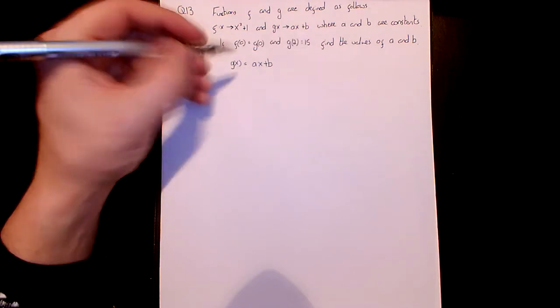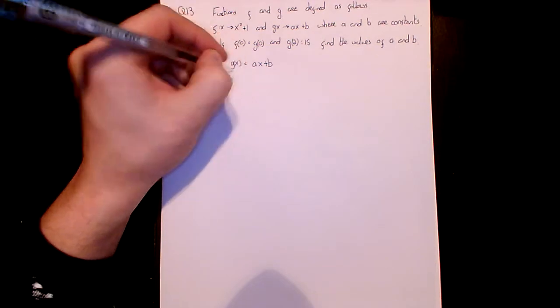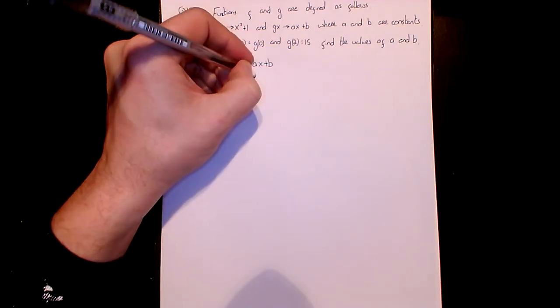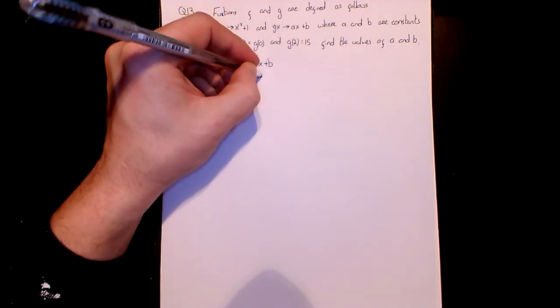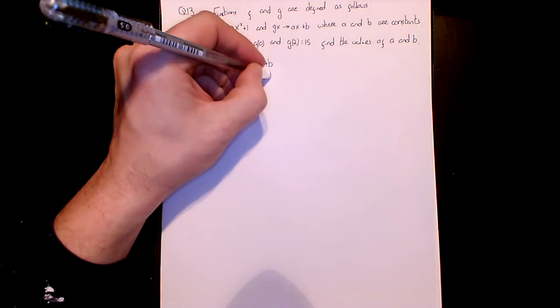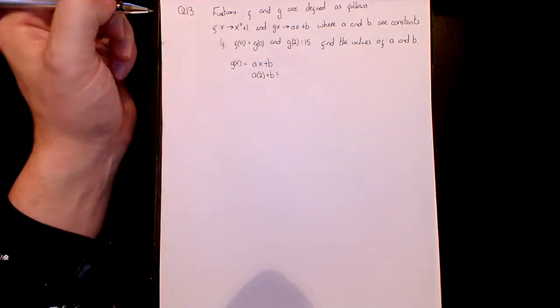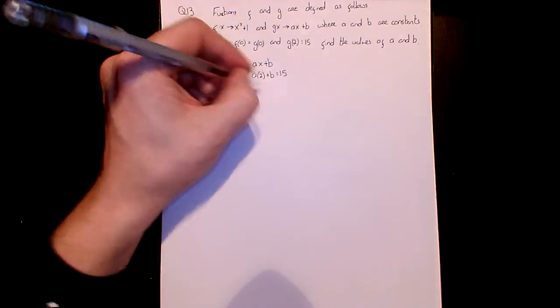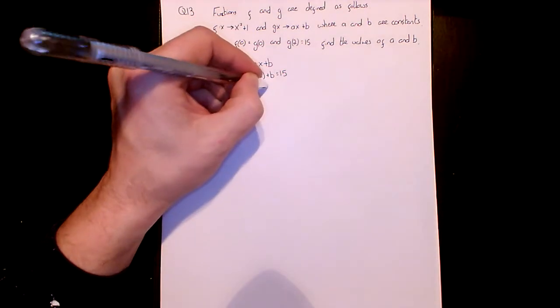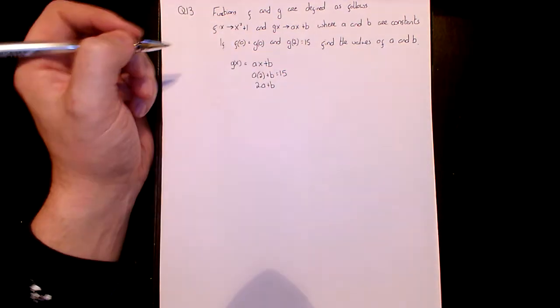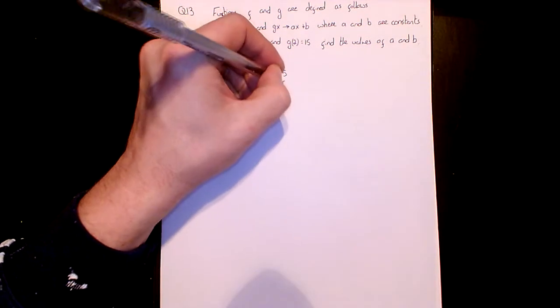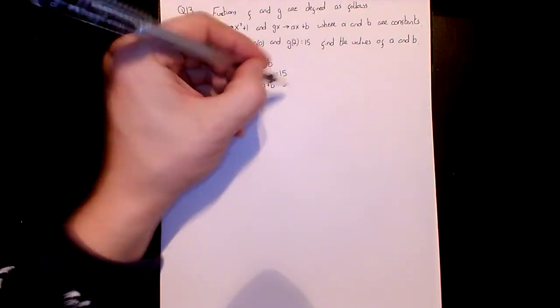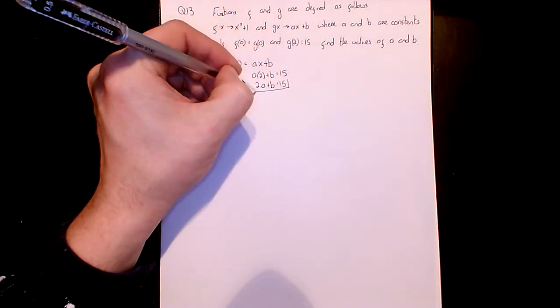Okay, so let's do it. So we'll put 2 in for x, so a times 2 plus b, and that will give us 15. Okay, so a little bit of algebra here, and we'll get 2a plus b equals 15. Alright, so there's one equation.